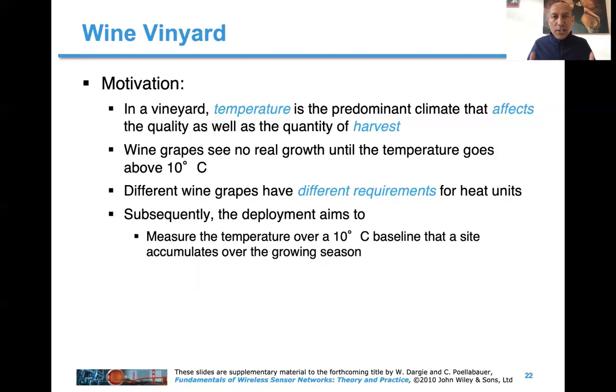Similarly, when we are dealing with a vineyard, the microclimate is very important to predict the quality of yield and all other aspects related to climate. So here, the purpose of the deployment was to monitor the temperature distribution, the difference in temperature between the peak time and the trough time of the day. Because not only the amount of heat that is produced at any given time is important for the vineyard, apparently it's also important to understand the difference in temperature.